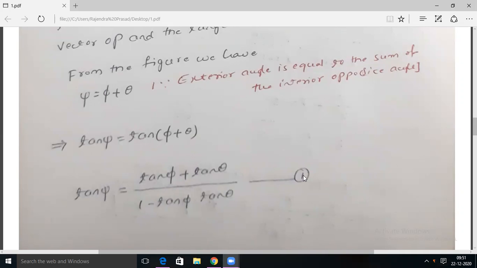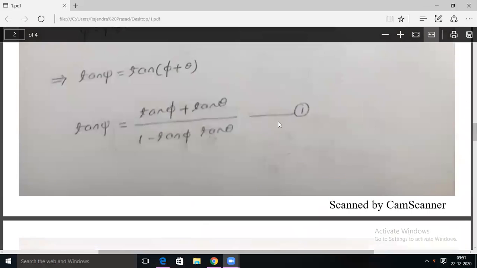Consider equation number 1. The first part of it, interior angle is equal to the sum of the interior opposite angles, taking tan on both sides. So the tan of a plus b formula we have to apply. Consider equation number 1. This is the first part. Next, I had left the equation as it is.